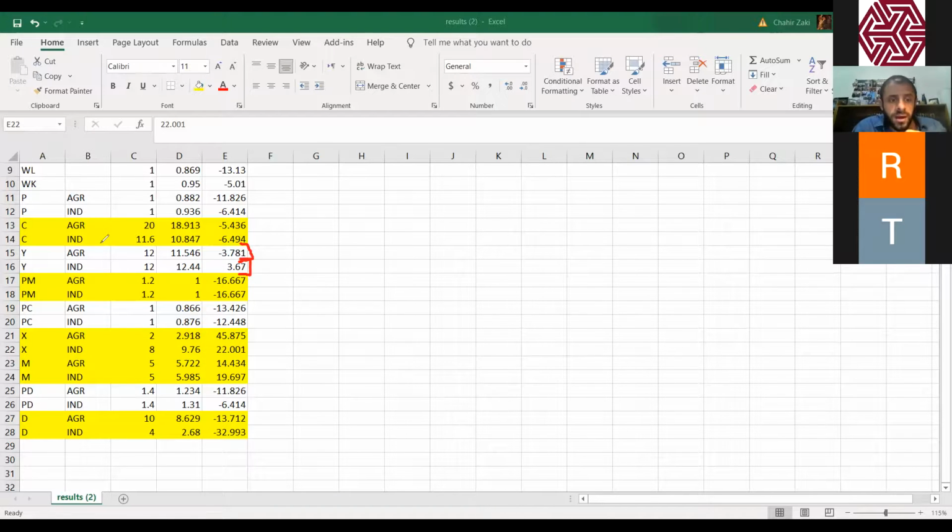Yes, but the counter argument I'm making is that the rate of change of agricultural goods is lower than the rate of change of industrial goods, as you can see here. So the elasticity of substitution is the same for agriculture and industry.